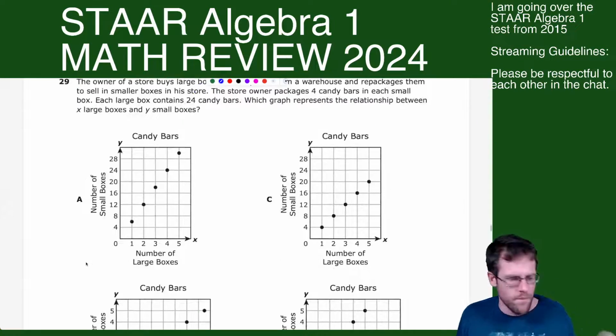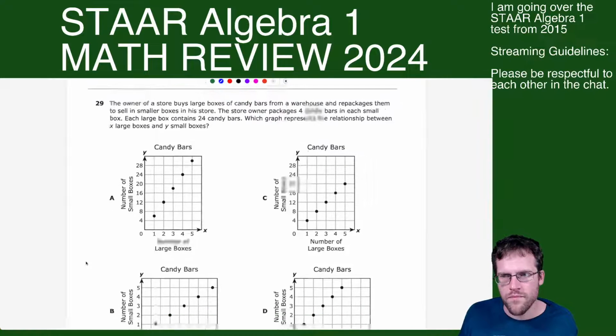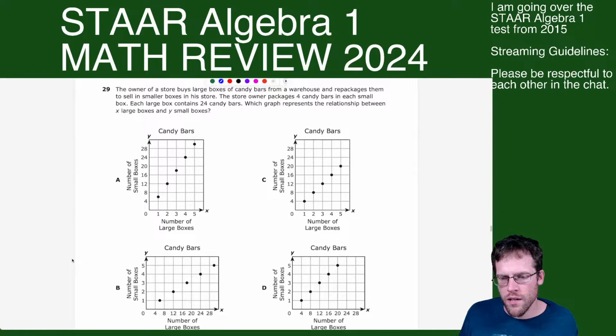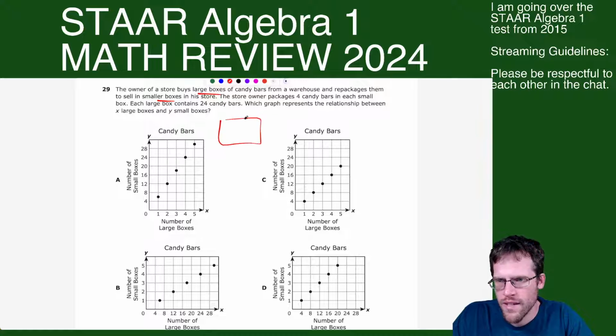All right. So going on here. So now we have candy bars, linear functions yet again. And, oh, okay, this question. So there's two types. They have large boxes and smaller boxes they're getting from some warehouse or something. So they get the large boxes. The large boxes have 24 candy bars, and the small boxes could hold 4.